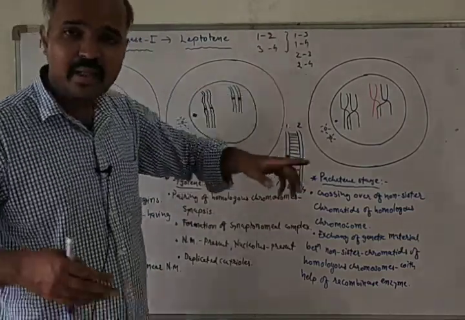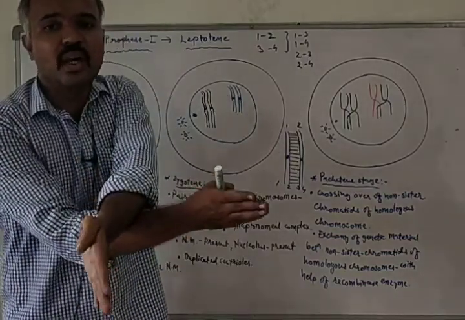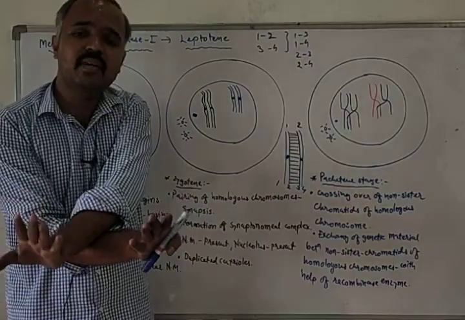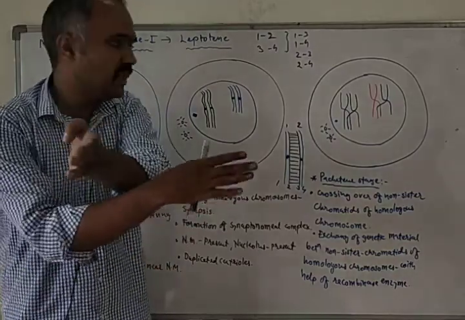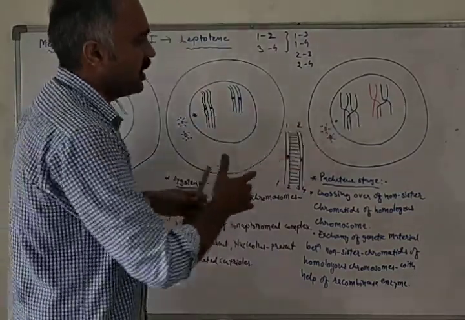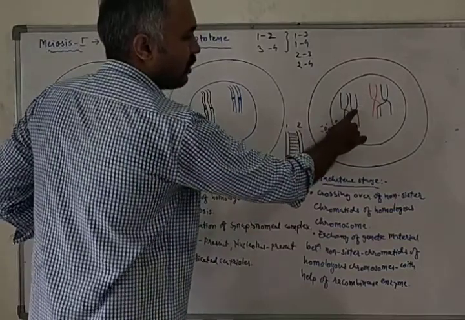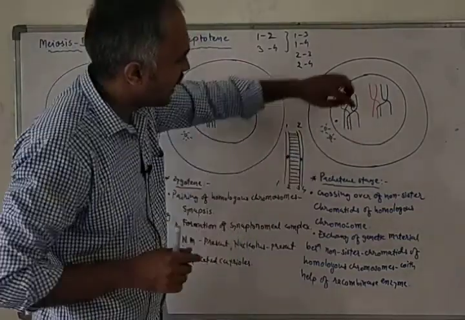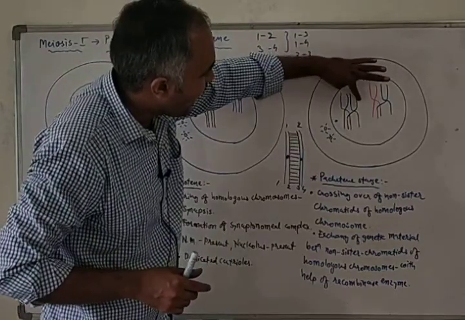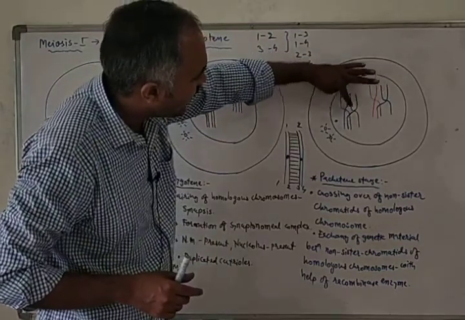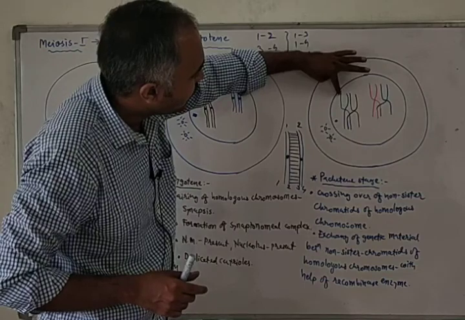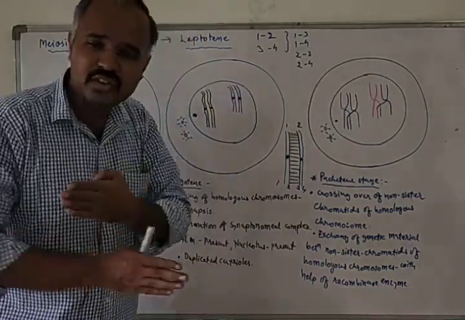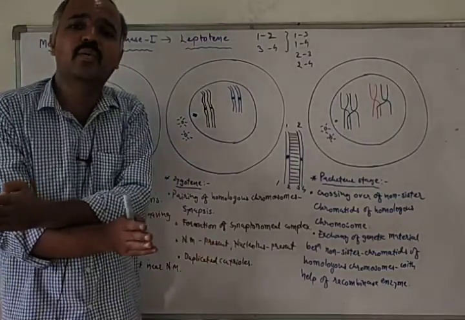So what will happen? They will cross each other: 1 and 3, 1 and 4, 2 and 3, or 2 and 4. Any one pair of them will cross with each other in this manner. See, here this chromatid of the black chromosome is crossing over this chromatid of the blue chromosome. They are crossing over each other.